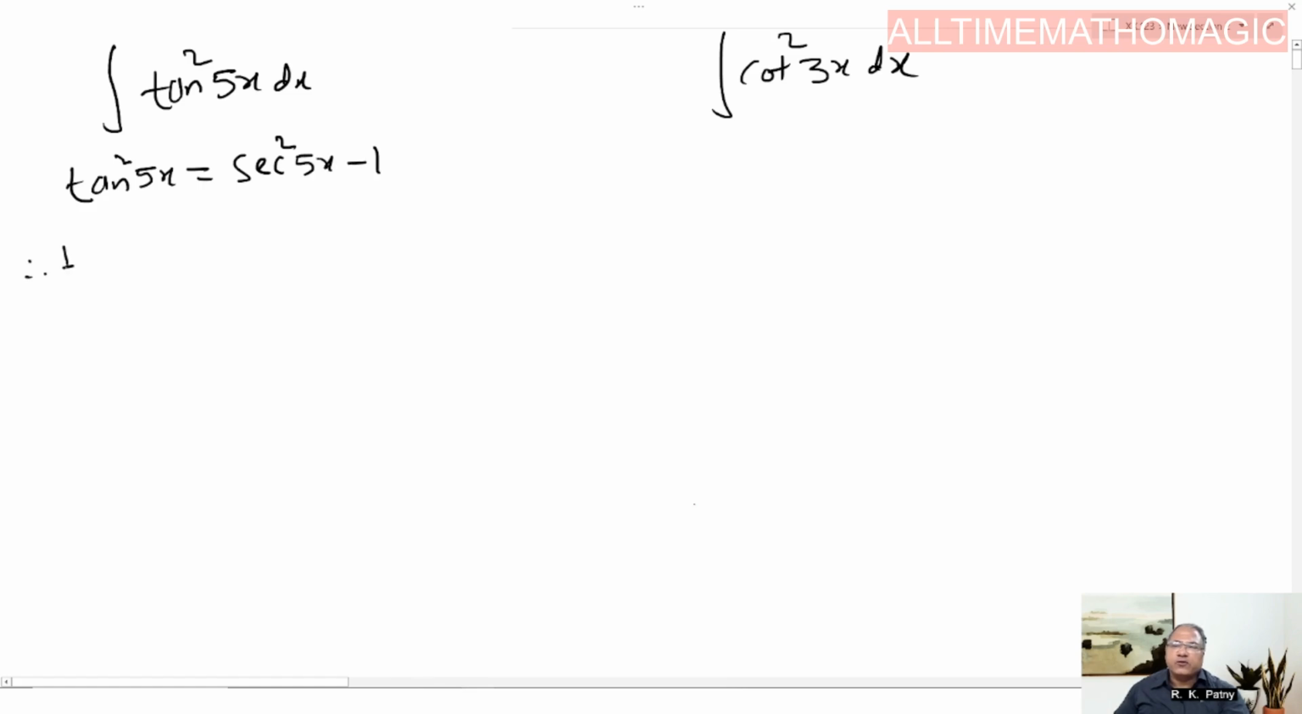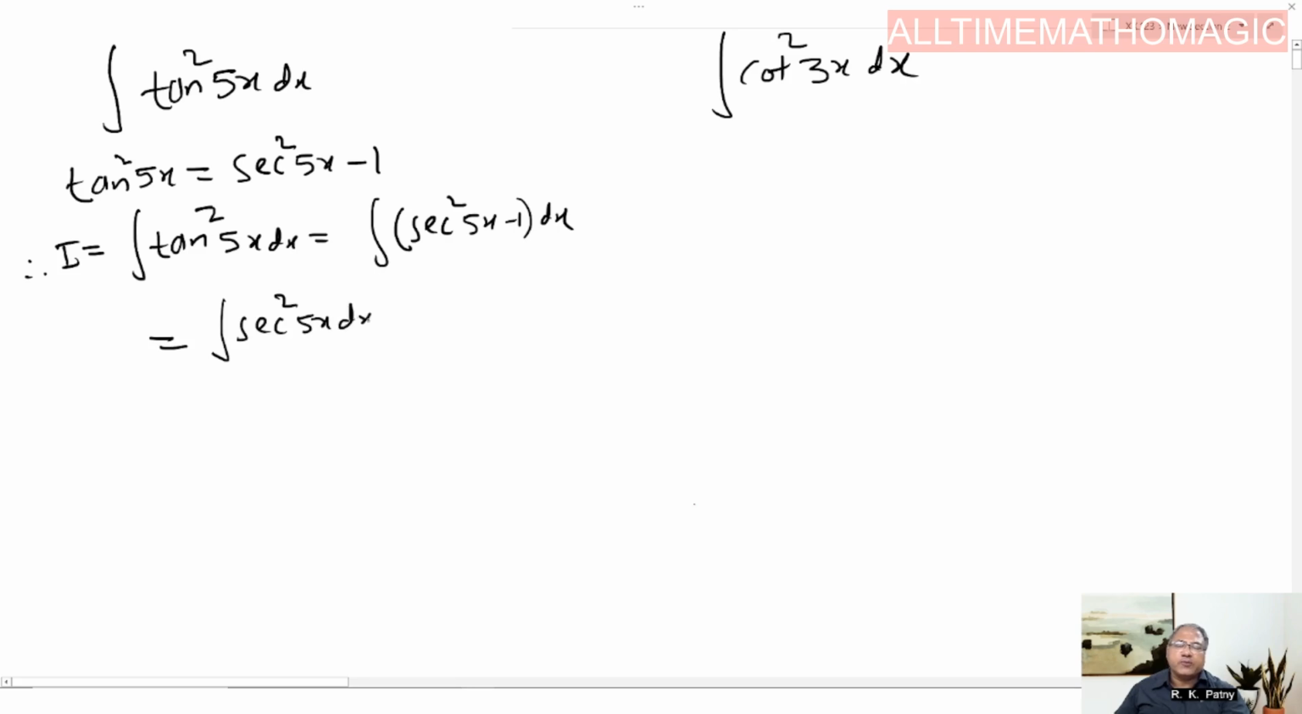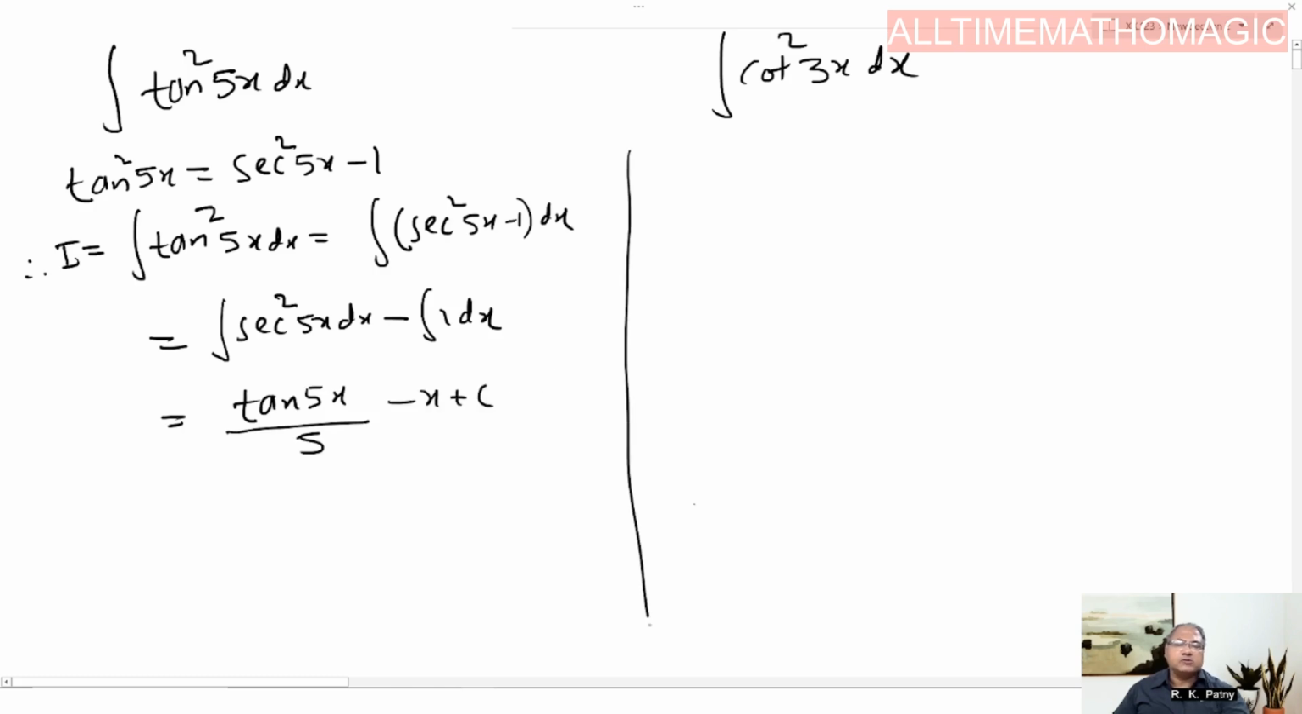Therefore integration of tan square 5x with respect to x equals integration of sec square 5x minus 1 with respect to x. So integration of sec square 5x with respect to x minus integration of 1 dx. Like the previous case, you can write it directly also. Now integration of sec square 5x with respect to x is nothing but tan 5x upon 5, minus x plus c. This is the required solution.